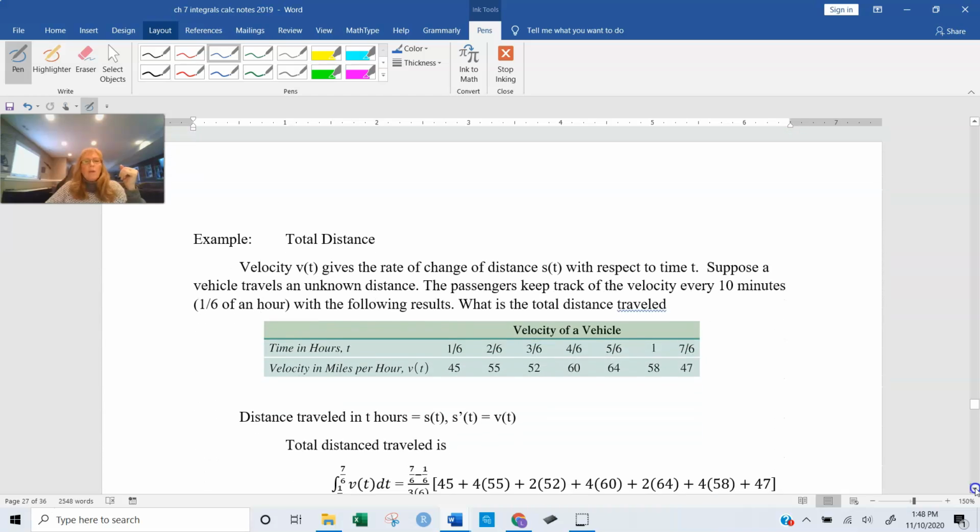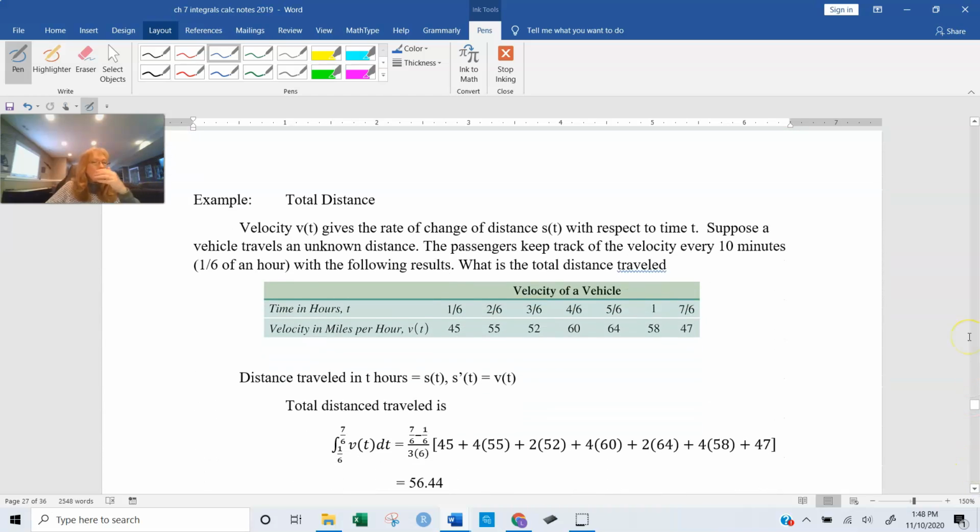All right, let's see if we can figure out something to do with this. Okay, total distance. So velocity gives the rate of change of distance with respect to t. Now suppose a vehicle travels an unknown distance, so we don't know what that is. A passenger keeps track of the velocity every 10 minutes, so they're doing the math for us, or 1/6 of an hour, with the following results. What's the total distance traveled?